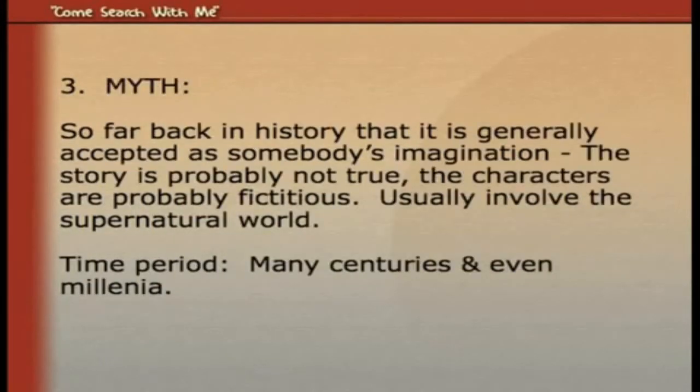Myth is so far back in history that it is generally accepted as somebody's imagination. The story is probably not true. The characters are probably fictitious. It usually involves the supernatural world. And the time period for the myth is usually many centuries and even thousands of years.